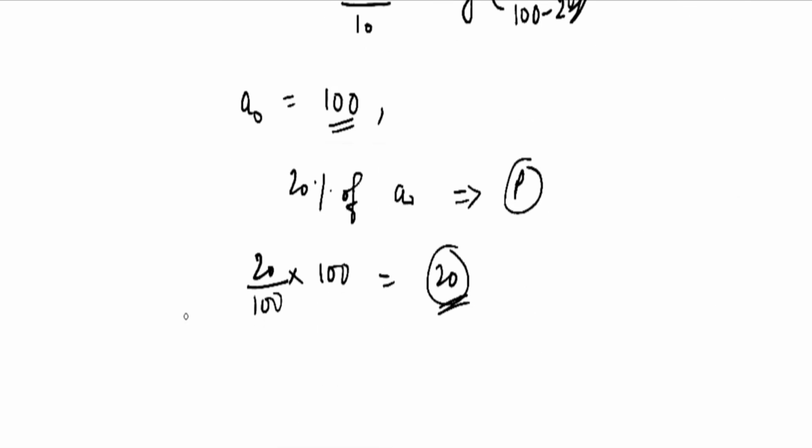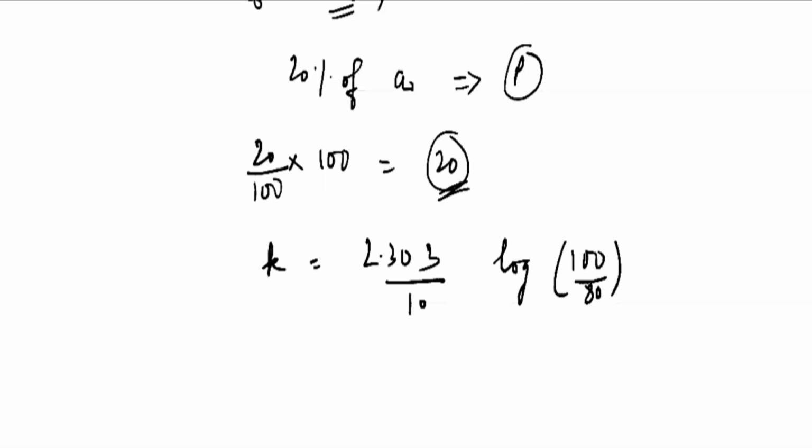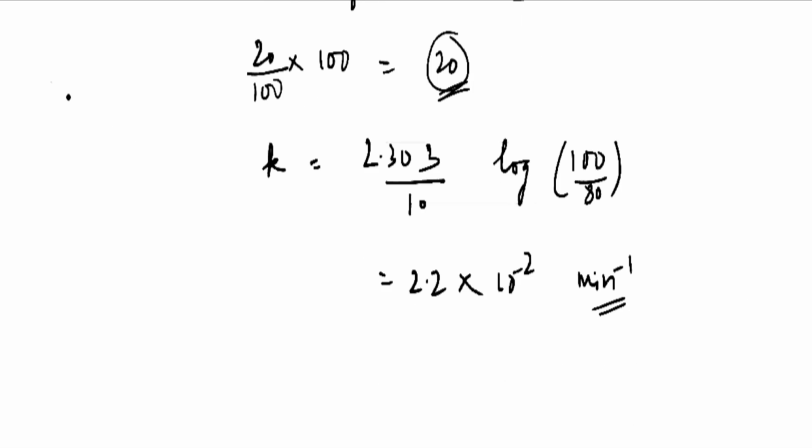So what will be the K? K will be equal to 2.303 upon 10 into log 100 upon 80. This will be 2.2 into 10 raised to minus 2 minute inverse, because this is a first order reaction.